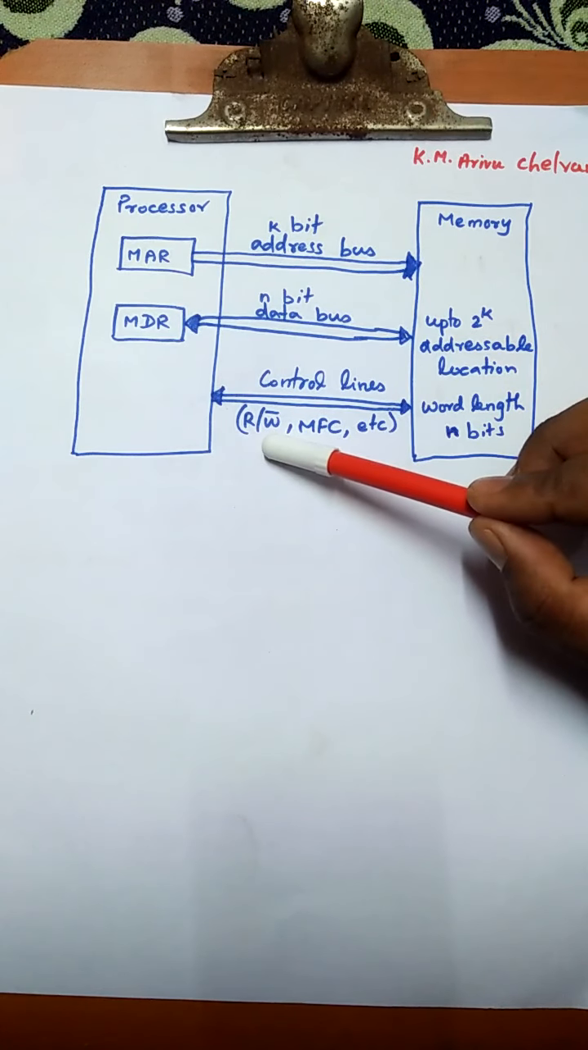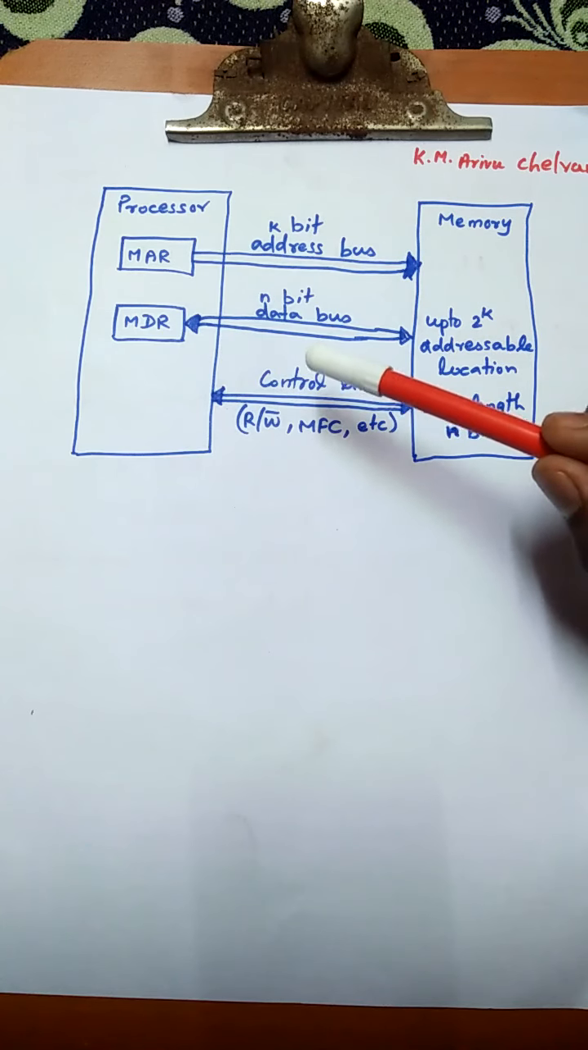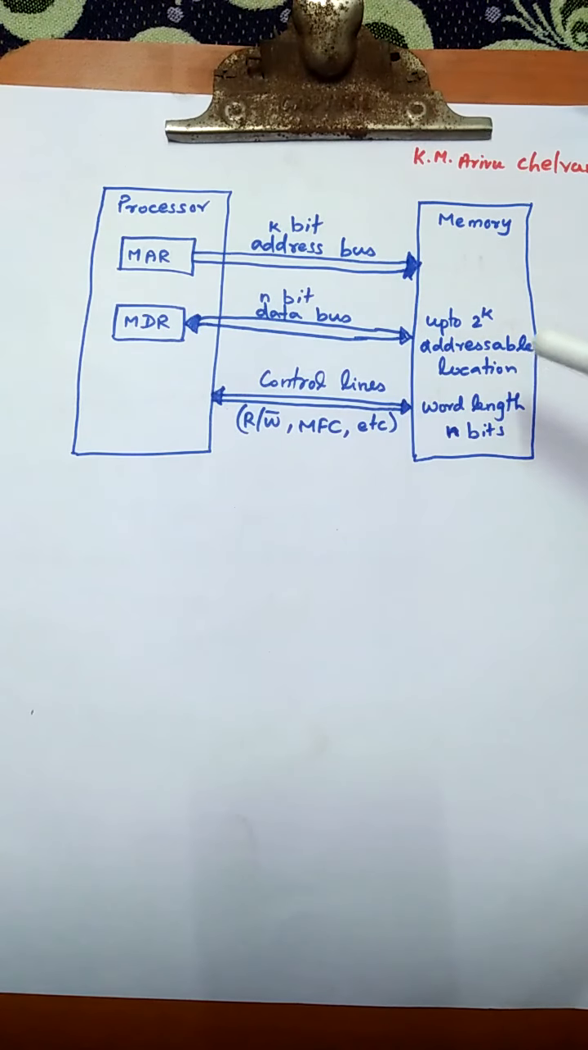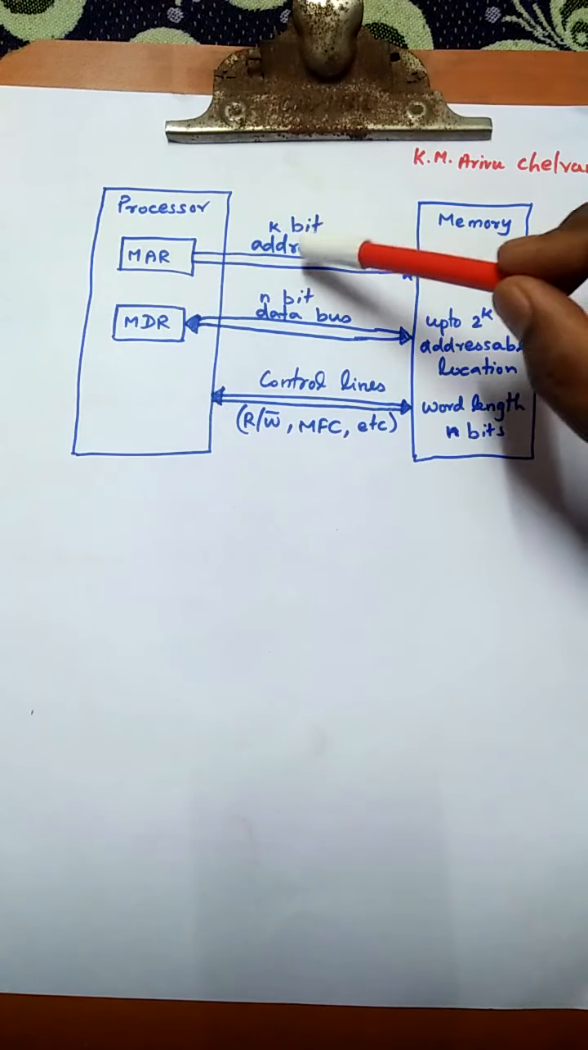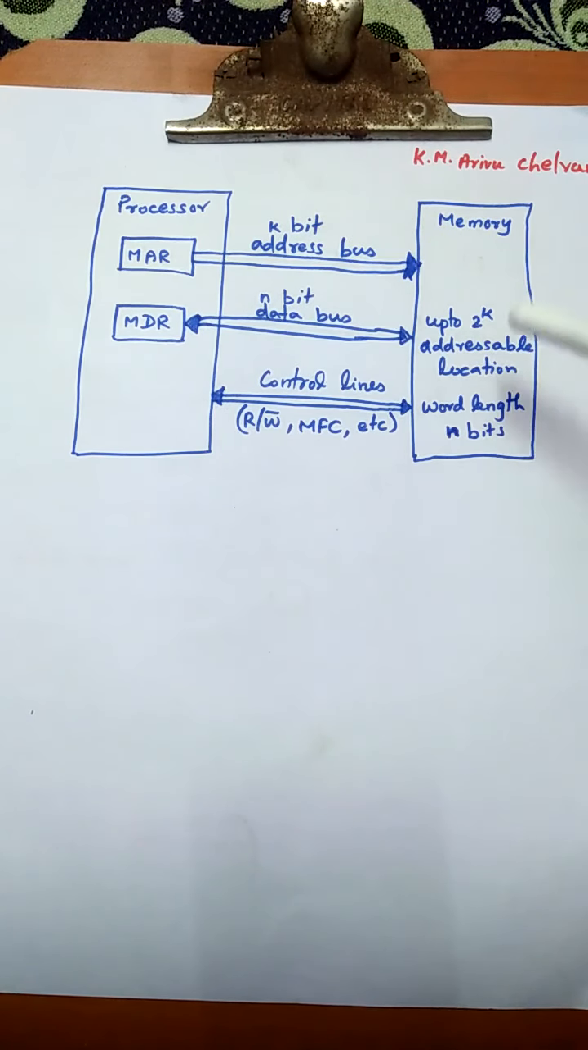When the memory checks this line is 1, it understands the processor is attempting a read operation. It checks the address bar, that is the address bus, finds the address and loads the data into the data bus, that is the data line.